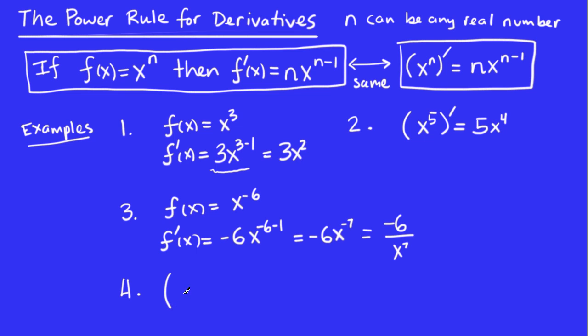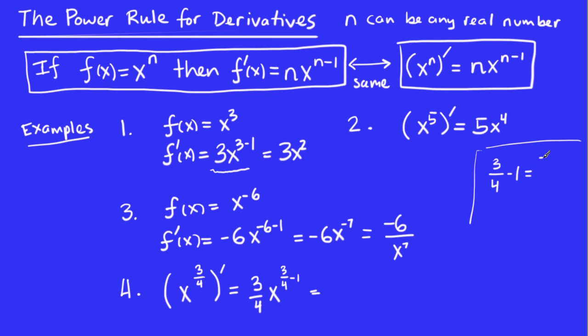How about something like x to the power of 3 quarters? Here n is a fraction, but we can still use the formula. We bring the exponent 3 quarters to the front. Then x is going to be to the power of 3 quarters minus 1. Now, I hope you know your fractions well. Just on the side here, why don't we calculate 3 quarters minus 1? You should know it in your head, but if not, this is how you do it.